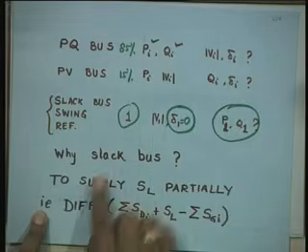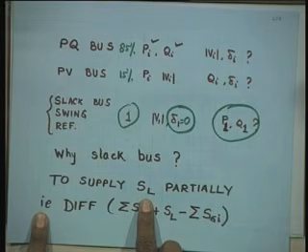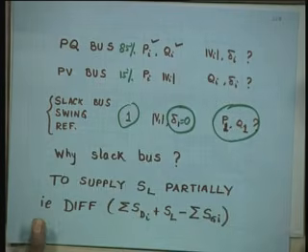As I told you, the slack bus is there to supply SL. SL is the complex losses, PL plus jQL.